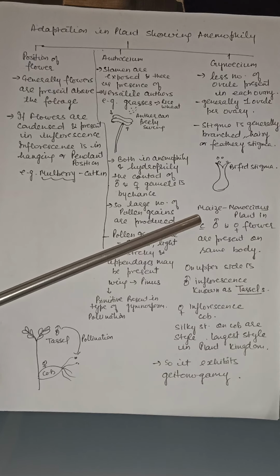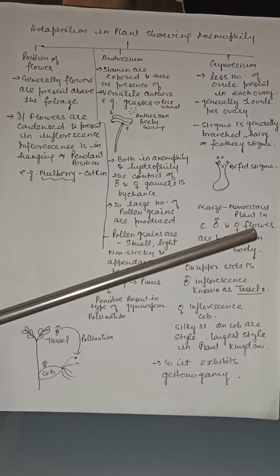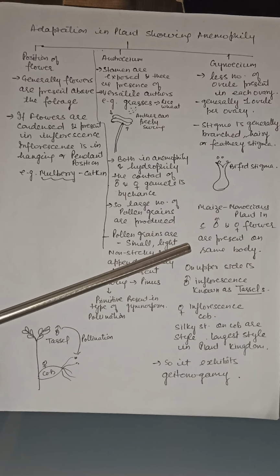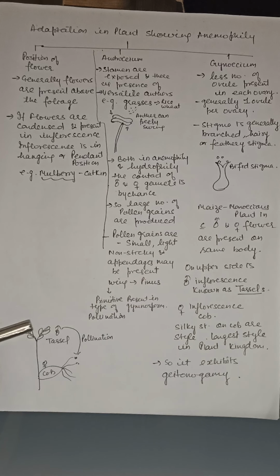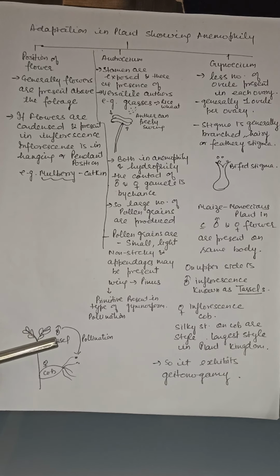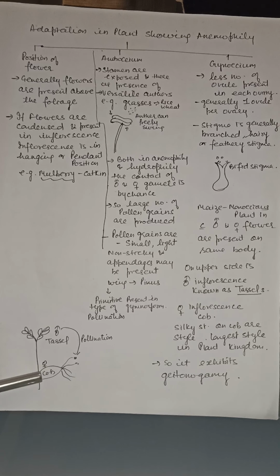Now we take the example of an anemophilous flower, that is maize. Maize is monoecious. Monoecious means in the same plant we have both male and female flowers. On the upper side is the male inflorescence, that is tassel, and on the lower side there is the female inflorescence, that is cob. The silky threads present on the cob represent the style, and they are the longest style in the plant kingdom.